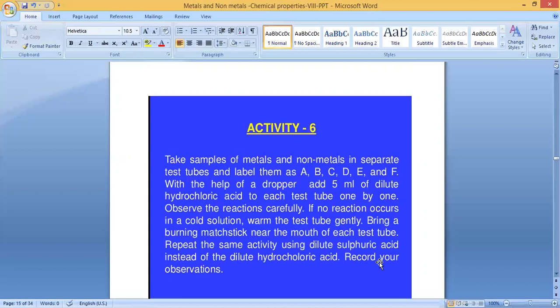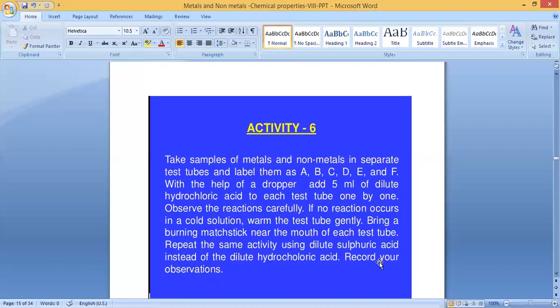Next is activity 6. Take samples of metals and non-metals in separate test tubes and label them A, B, C, D, E, F. With the help of a dropper, add 5 ml of dilute hydrochloric acid to each test tube one by one. In each test tube, you are going to add 5 ml of dilute hydrochloric acid.